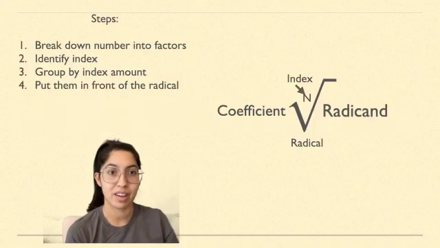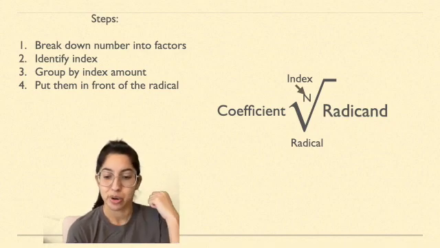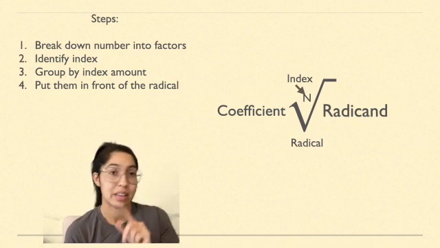So let's jump right in. First thing you're going to do is write down these steps. So we are breaking down numbers into factors. We are identifying the index, we are grouping by the index amount, and we are putting them in front of the radical. That sounds weird.